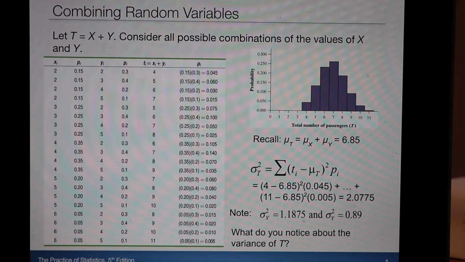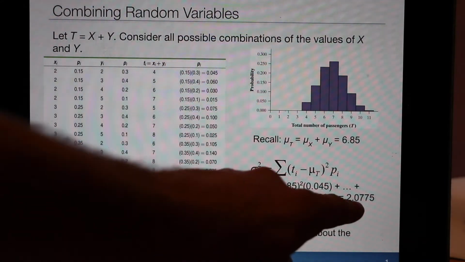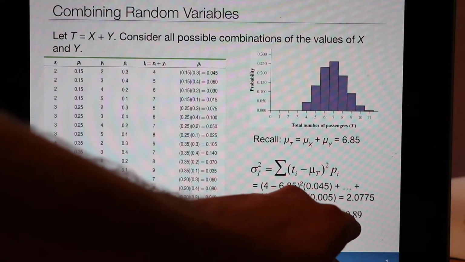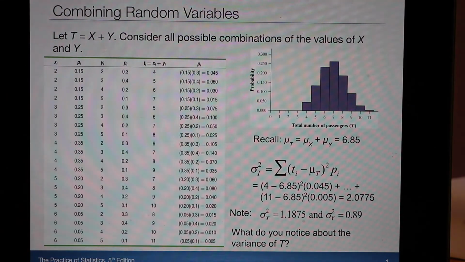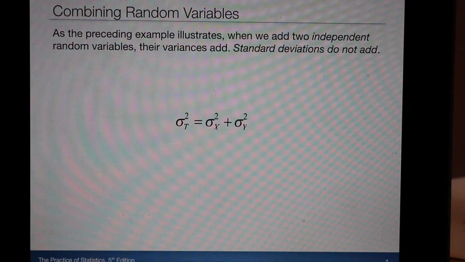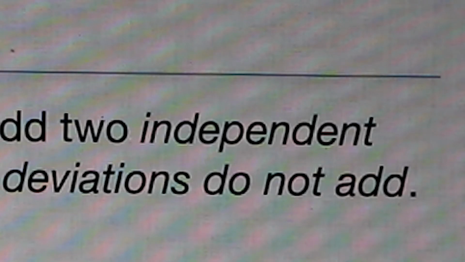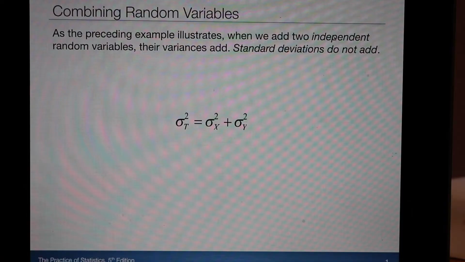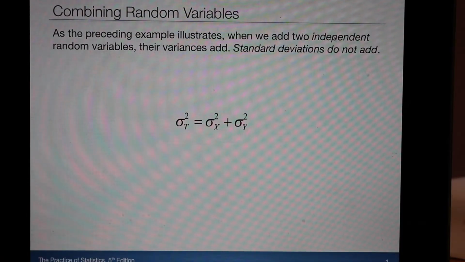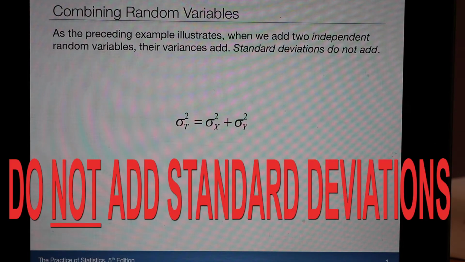Nice work. You got it. This variance is the sum of these two variances. Oh, that's so convenient. If we know the variance of each of the separate probability distributions, we can find the variance of what happens if we combine them together. As the preceding example illustrates, when we add two independent, and they must be independent, random variables, their variances add. Heads up, standard deviations do not add. Do not add standard deviations, you can only add variances.